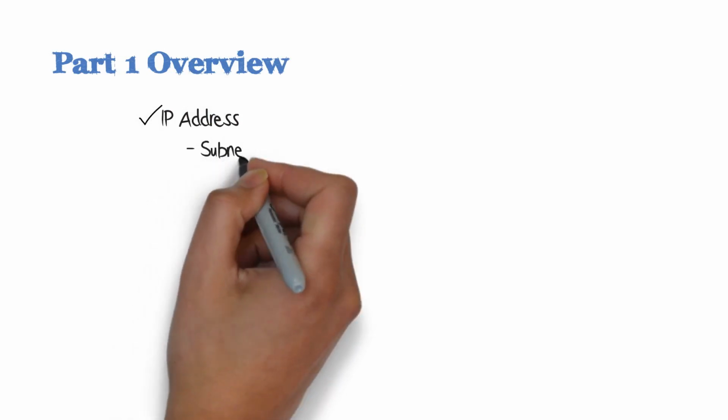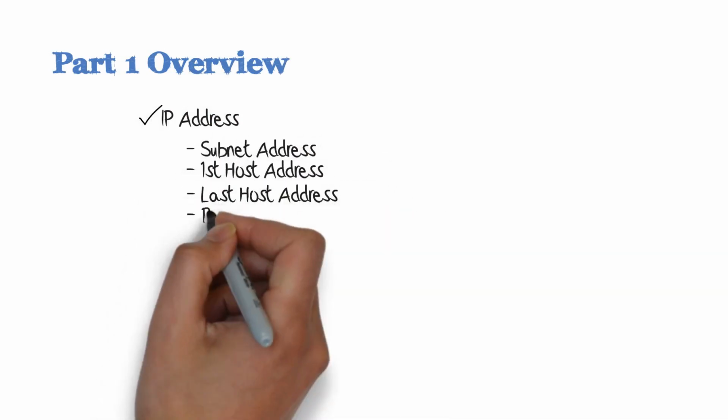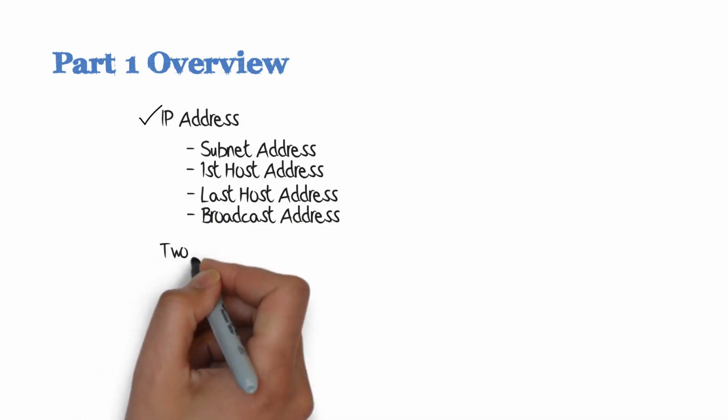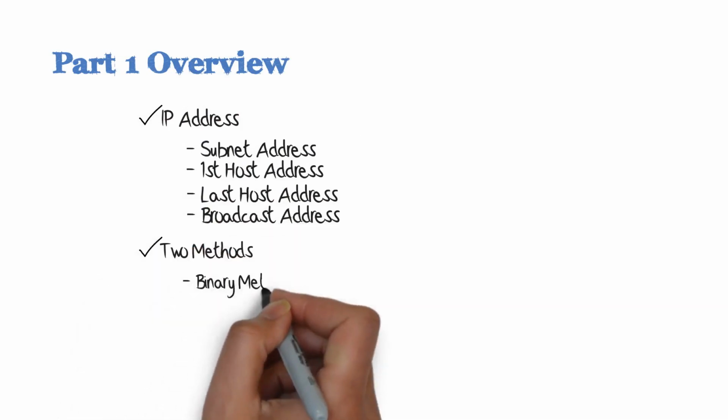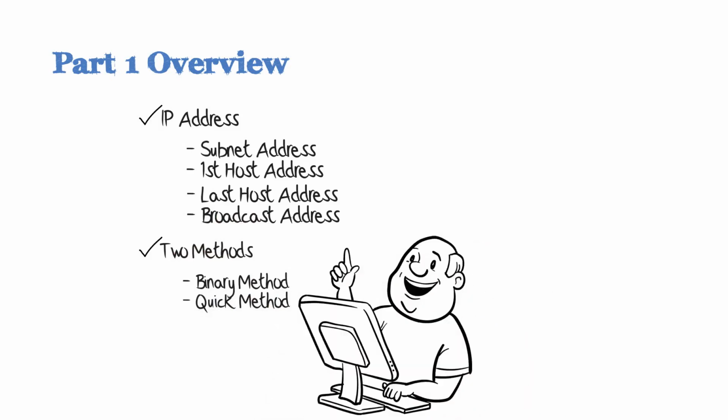So in part 1, you're going to be given an IP address, and then you're going to need to learn how to work out the subnet address, first host address, last host address, and the broadcast address. And we're going to use two methods, the binary method and the quick method. And as I mentioned, I suggest that you choose one of the two methods. Look at both, decide which one you prefer, and then learn and get good at that specific method.